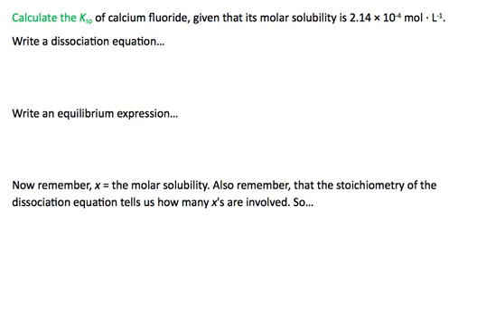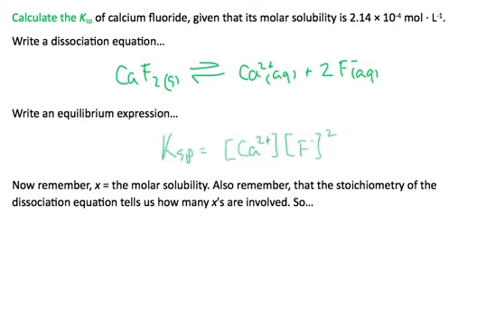Okay, so next thing we want to be able to do is calculate a KSP. So we're going to calculate the KSP of calcium fluoride given that its molar solubility is 2.14 times 10 to the negative 4 moles per liter. So first thing, write a dissociation equation. So there's our dissociation equation from our previous example. So calcium fluoride solid dissociates into 1 mole of calcium 2 plus ions and 2 moles of fluoride ions. KSP expression is going to look like that. Concentration of calcium ions multiplied by the concentration of fluoride ions squared.